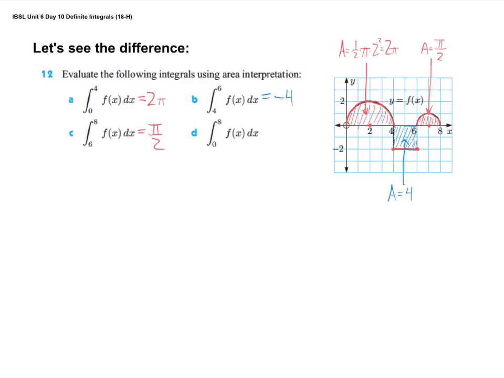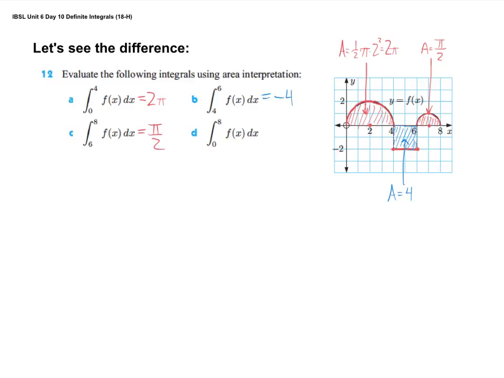It's not continuous. We can do it, but we'd have to break it into parts. So the integral from 0 to 8 is going to be the sum of those first 3 areas that we just found.